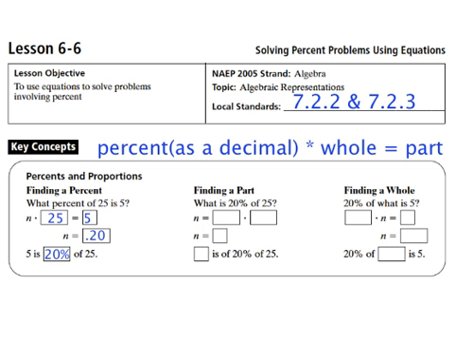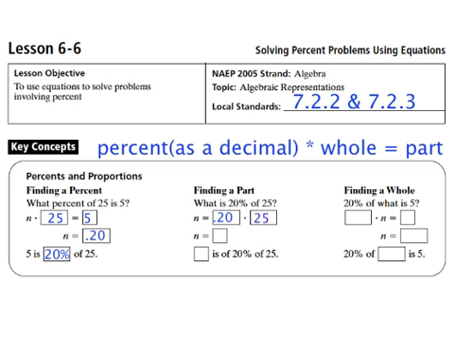Now let's look at the second example, finding a part. What is 20% of 25? Well, I don't really like the way they have this written because they put the variable on the left. And we know the 20%, so we're going to write that as a decimal. That's 0.20. We know the whole because that's 25.